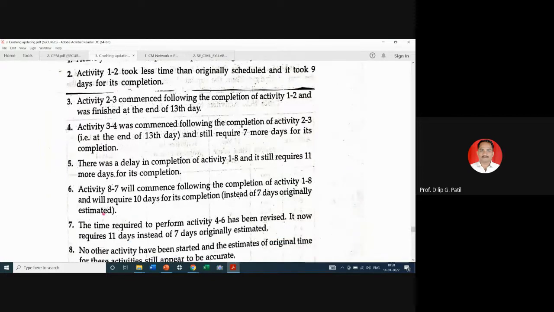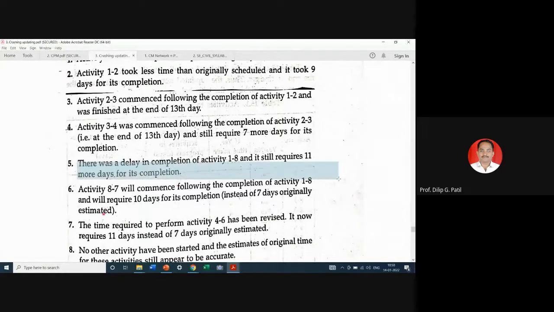Activity 2-3 commenced following the completion of activity 1-2 and finished at the end of 13th day. Activity 3-4 commenced following the completion of activity 2-3 at the end of 13th day. Here it has been mentioned that it still requires 7 more days for its completion. So this is in progress. There was delay in completion of activity 1-8 and it still requires 11 more days for its completion.